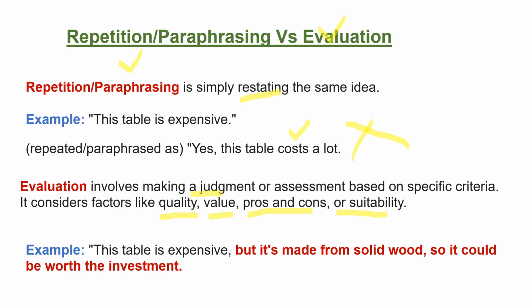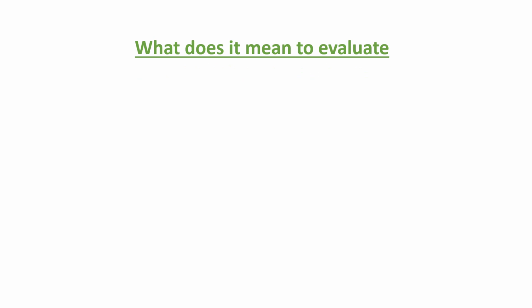Let's look at how this statement, this table is expensive, can be evaluated. So for evaluation, you may say that this table is expensive, but it's made from solid wood, so it could be worth the investment. What I have done in the red part written is that I have given my judgment. I have talked about the quality of it, and then I have talked about the suitability of the idea. So don't worry, watch this video till the end and you will know how we pick up the ideas and how we evaluate it.